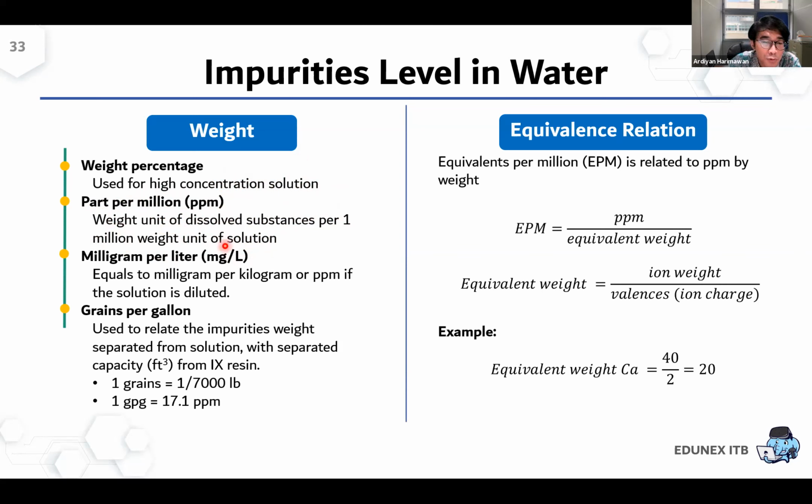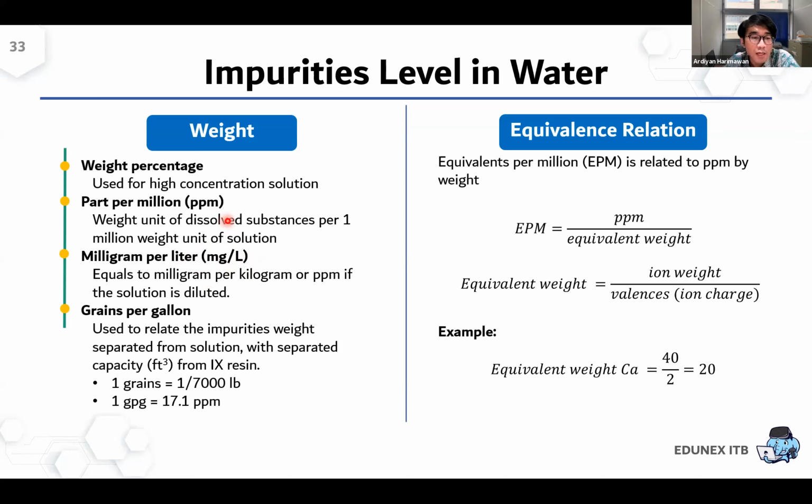If the density of the solution is 1 kilogram per liter, if you can assume the density is the same as water, then basically milligram per liter equals milligram per kilogram, or ppm, if the solution is diluted. Ya, ini sama. Miligram per liter dengan ppm itu sama, kalau densitasnya disamakan dengan densitas air. Ya, ini adalah basis massa, ini adalah basis konsentrasi. Kalau densitasnya sama dengan air, sama.